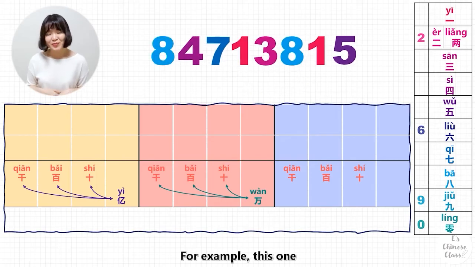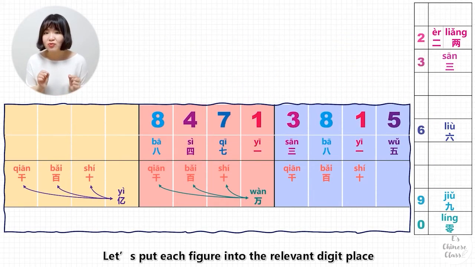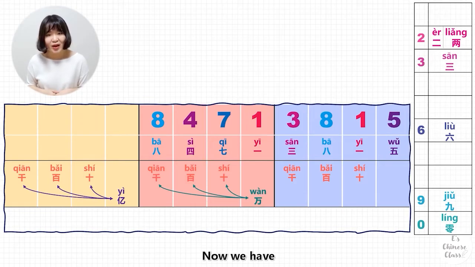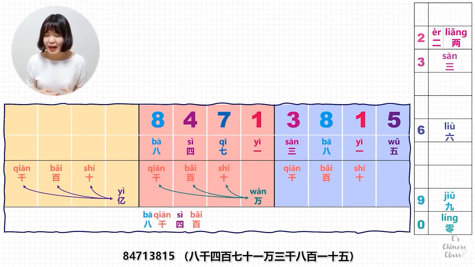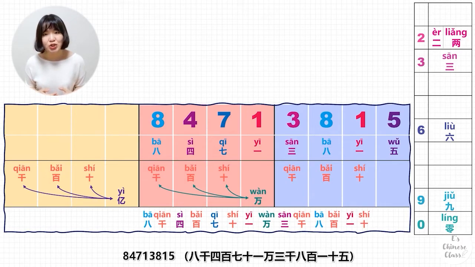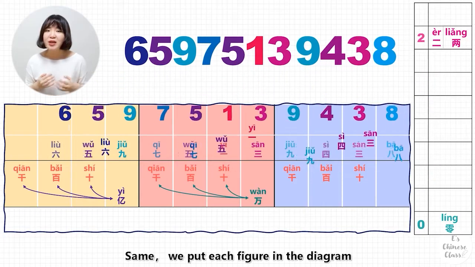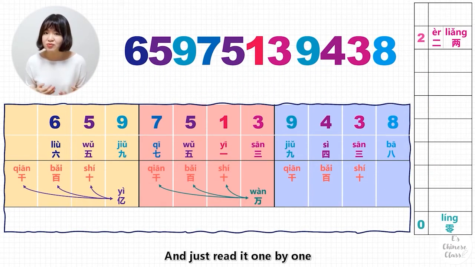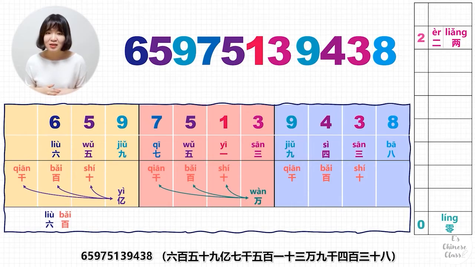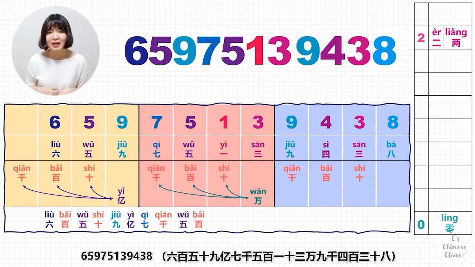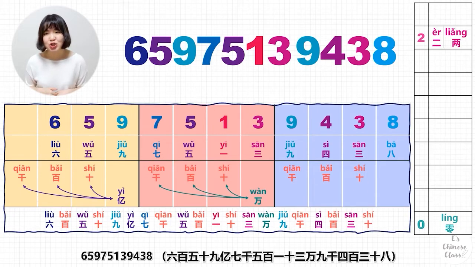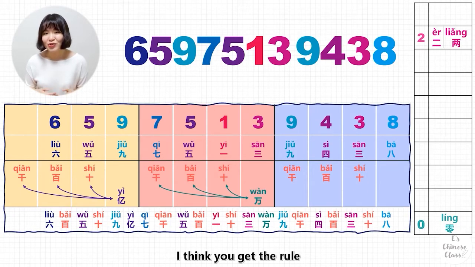For example, this one. Let's put each figure into the relevant digit place. And we have 8000, 400, 70, 10000, 3815. How about this one? Same. We put each figure in the diagram and just read it one by one. 659亿75139438. I think you get the rule.